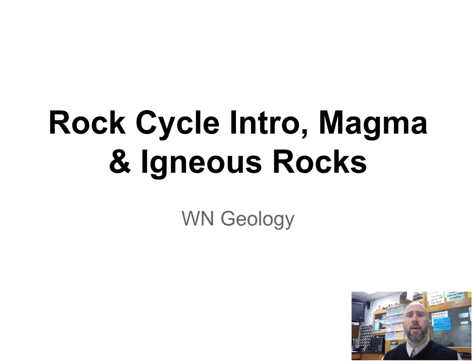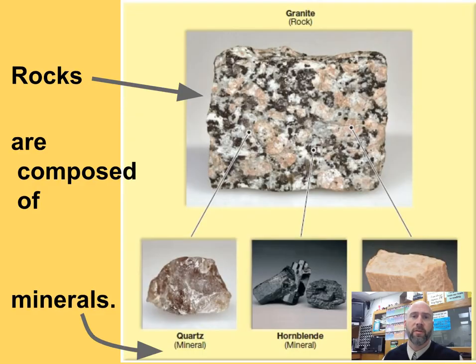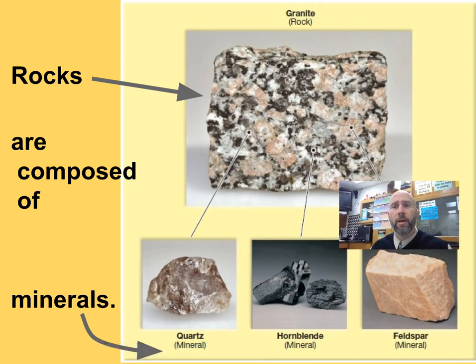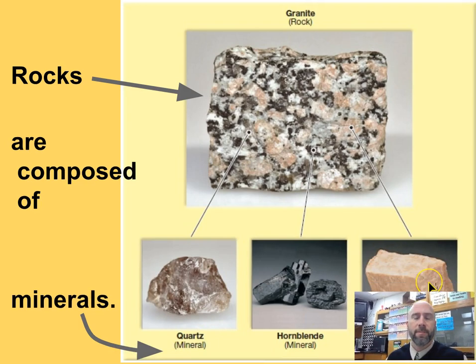Geology students, today we're going to talk about the rock cycle real briefly and then get into magma and igneous rocks, which is the first rock type that we're going to be talking about. So just as a review, remember minerals, which we've already talked about, are the components that make up rocks. You can see here in this piece of granite we've got these different minerals down here at the bottom: quartz, hornblende, and feldspar, that are going to be making up the granite.